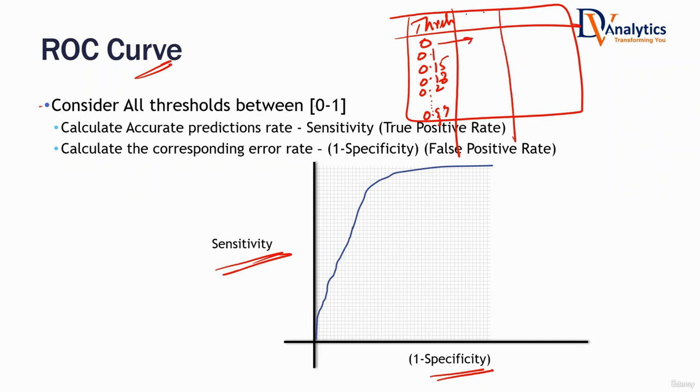By changing the threshold, sensitivity changes. Have you observed it, all of you? When you change the threshold, sensitivity changes. Specificity changes. So at all these thresholds, you will get different sensitivity and specificity values. For all these thresholds, you will get this list of sensitivity and specificity values. Take 1 minus specificity on the x-axis, and take sensitivity on the y-axis.